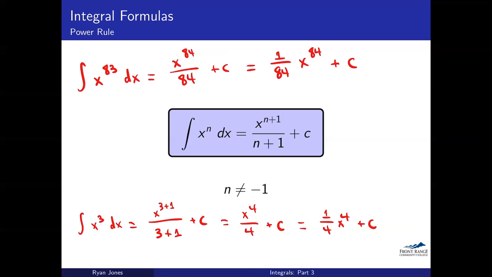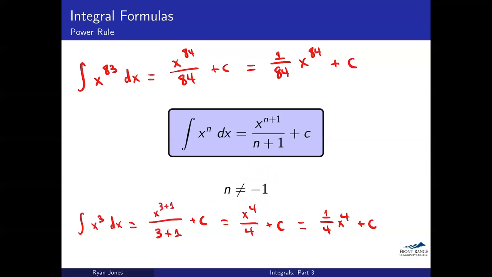I will make a note here that n cannot be -1. The reason for that is because if n is -1, this right here is 0, and that's bad. We don't want to divide by 0, right? That's something that we never want to do. So n cannot be -1. We'll actually get to that case towards the end of this lecture. So we will cover that, but the power rule works for n not equal to -1.